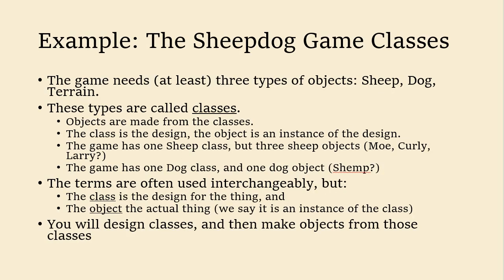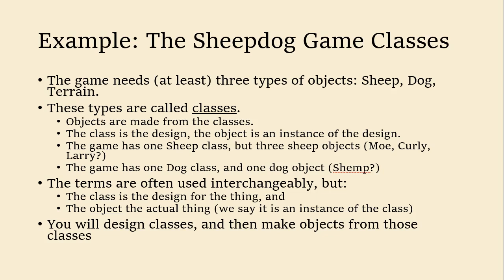So we need at least three types of objects: sheep, dog, and terrain. So those would be your classes. You would have a sheep class, a dog class, and a terrain class. And then you would make objects from those classes. For example, you have 3 sheep objects, but they're all from the same single sheep class.